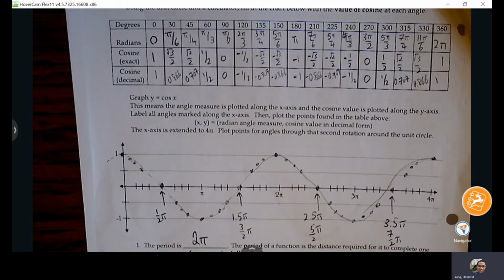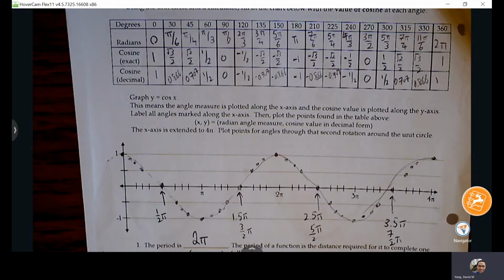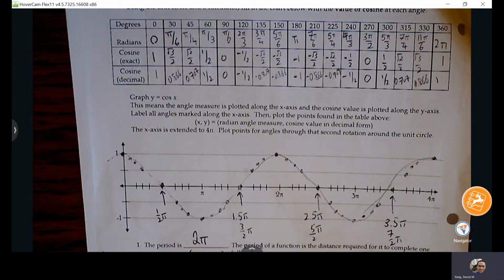Decimals being different? Decimals are the same. The only decimal you're working with is 0.866.